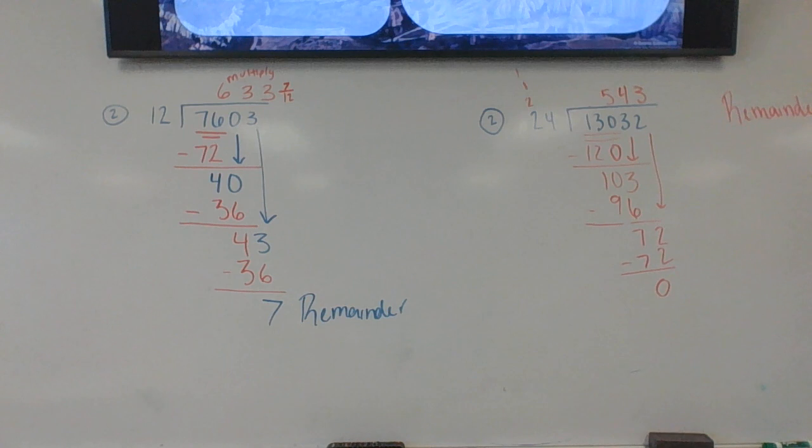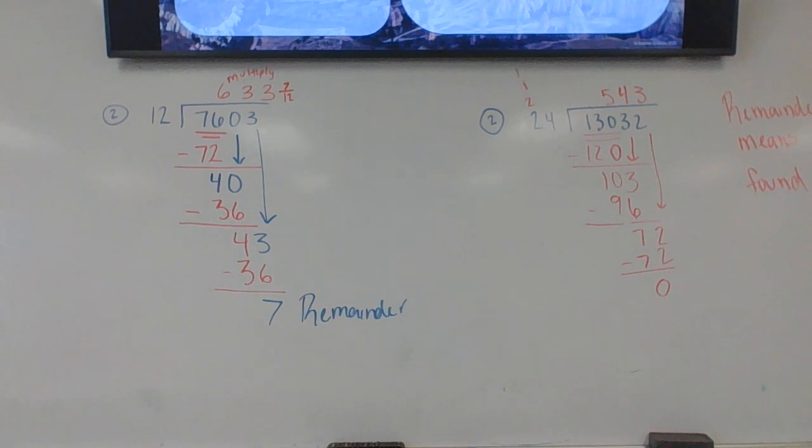Remainder 0 is a big deal. It's such a big deal. I'm going to use my time and energy to write a sentence about it. Remainder 0 means, Libby, what do you think? You got it? 24 can go into 13. You guys, because 24 goes into 13,032 evenly, remainder 0, that means we found ourselves a factor.